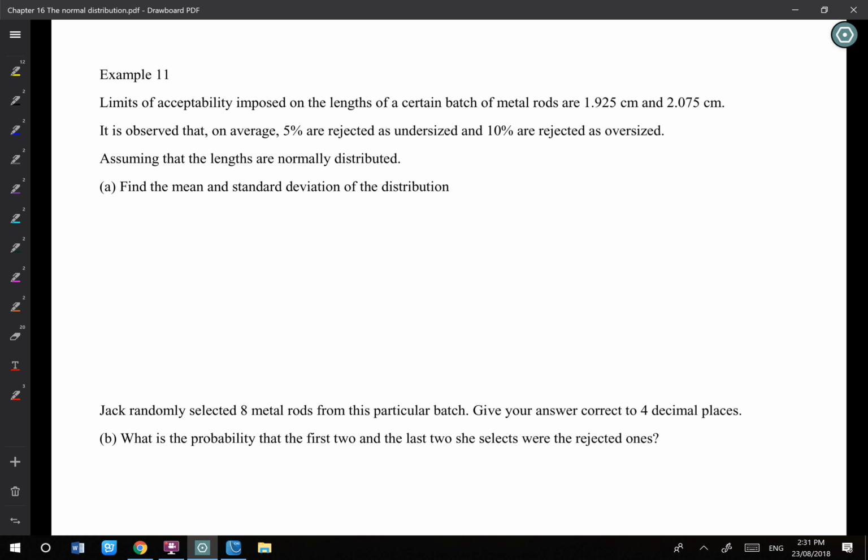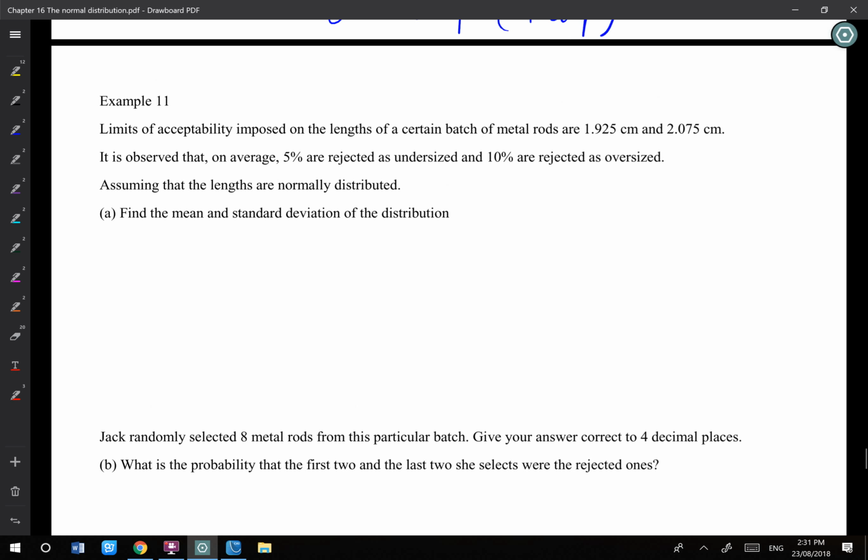So if we look at example 11, limits of acceptability imposed on the length of a certain batch of metal rods are 1.925 and 2.075. Okay, so that's the acceptable range, 1.925 to 2.075. So it is observed that on average, 5% are rejected as undersized and 10% are rejected as oversized, assuming the lengths are normally distributed. So find the mean and standard deviation.